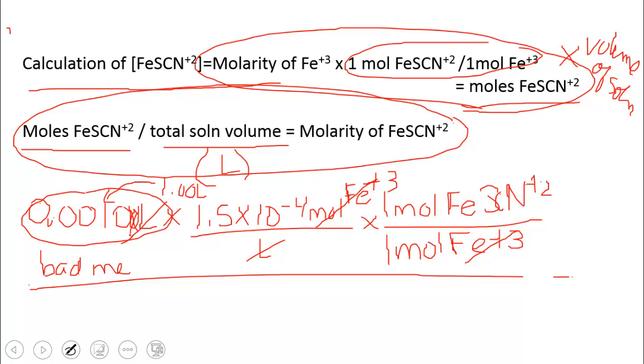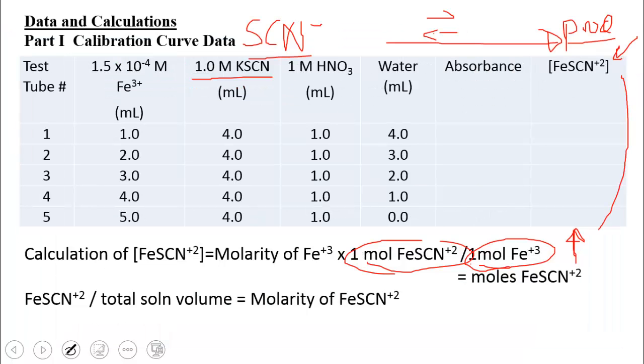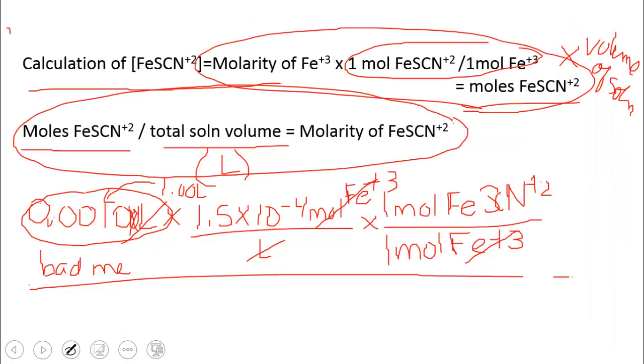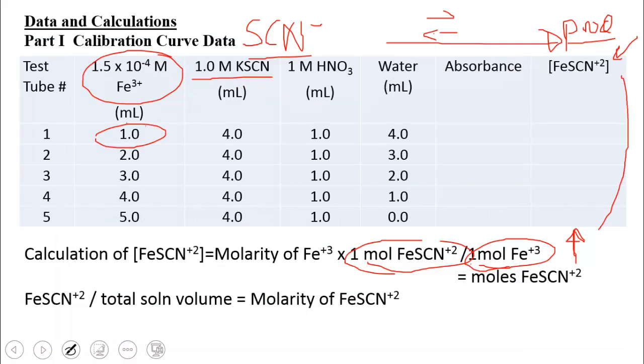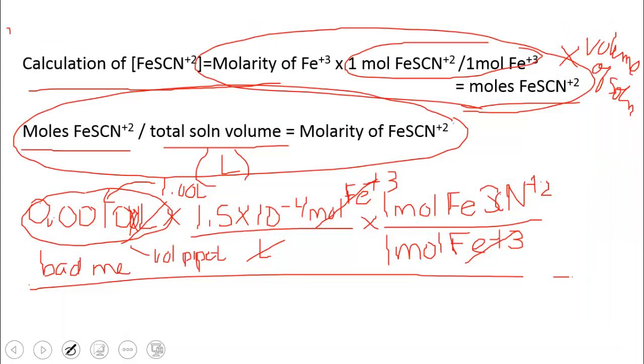And so if we look back, that was my fault. We were pipetting 1 milliliter of this iron plus 3 solution, so I apologize for that. So this is the volume that you pipetted in of just the iron plus 3. Then the total volume of solution of the entire test tube, if we look back, we have 1 plus 4 plus 1 plus 4. So our total volume is 10 milliliters.